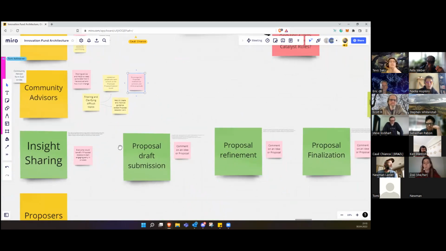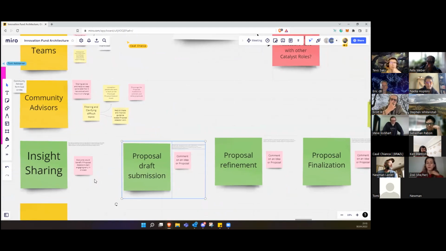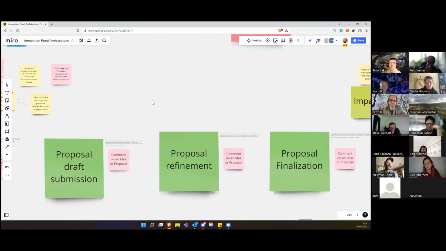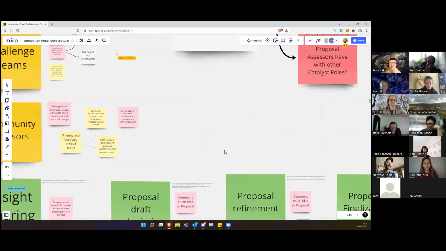So since it's related to timeline, I think we captured it in a proposal draft, proposal environment, and they're all comment an idea or a proposal. So it would be nice if they do it.